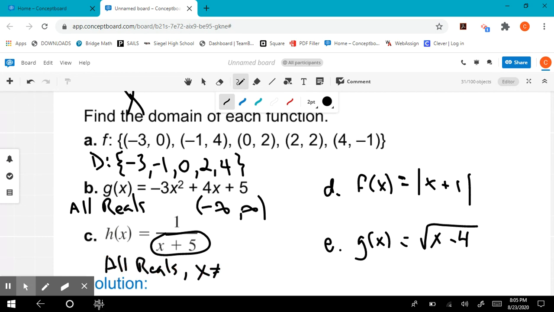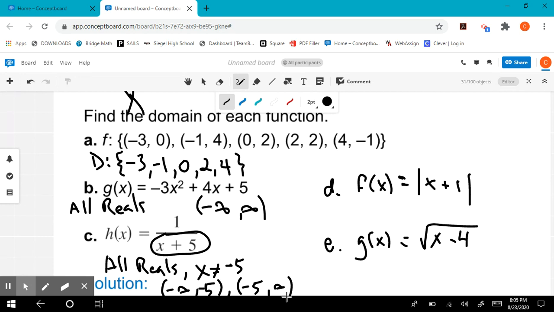x cannot equal -5. If I were doing interval notation, what I would do is I would say it goes from -infinity up to -5, and then -5 to infinity. Notice I didn't include -5 in there, so this is representing all numbers except for -5.